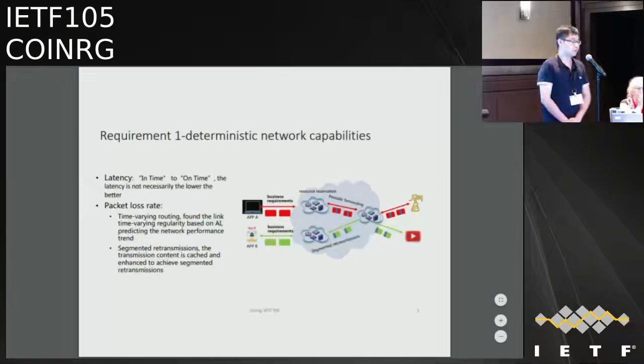The number one requirement is deterministic network capabilities, which include latency and packet loss rate. For latency, the concept is from in-time to on-time, which means latency is not necessarily the lower the better. It's like a two-sided agreement and synchronization. For packet loss rate, it includes time-varying routing, which finds the regularity of link time based on AI and predicting network performance. There are also other technologies such as segmented retransmission.